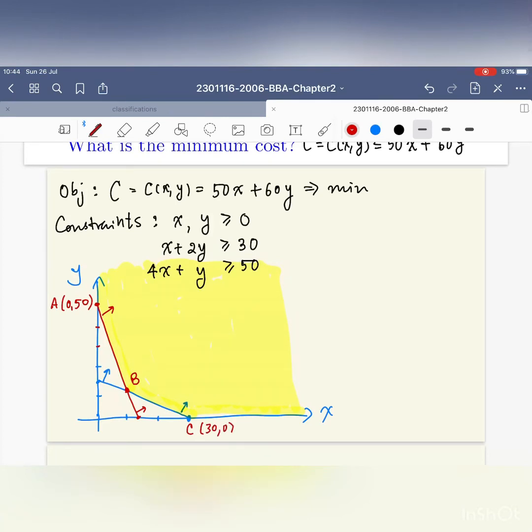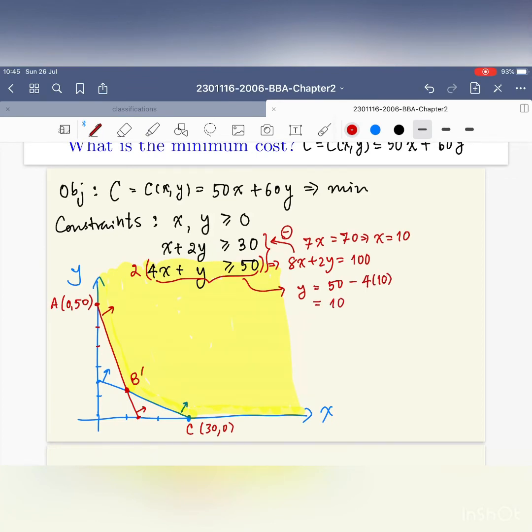So to determine the B, you need to solve this system of equations. So you can simply do it by multiplying this one by 2 to have 8x and 2y equals to 100. Let me just use an equal sign first because we find the intersection, right? And you do a subtraction. So by subtraction, you have 7x equals to 70. So it means that your x is 10. So as your x is 10, you can figure your y by 50 minus 4x, but your x is 10. So your y is also 10. So here your B is 10, 10 as an intersection point.